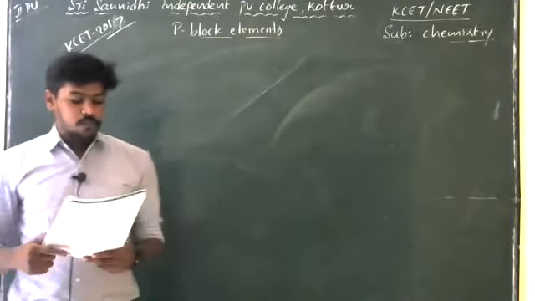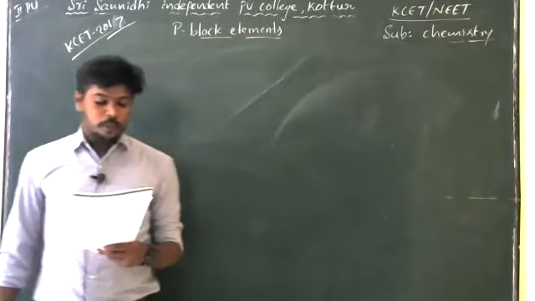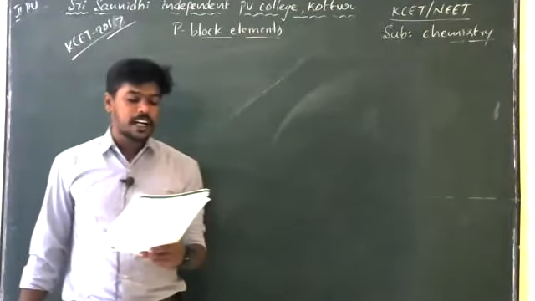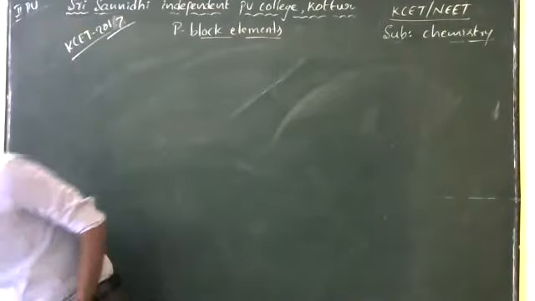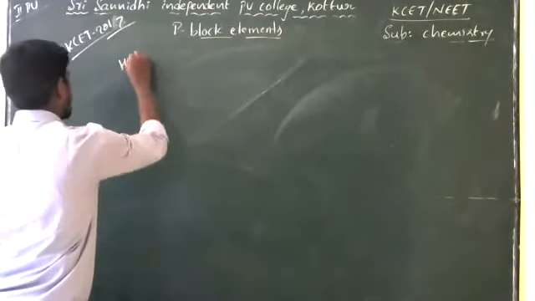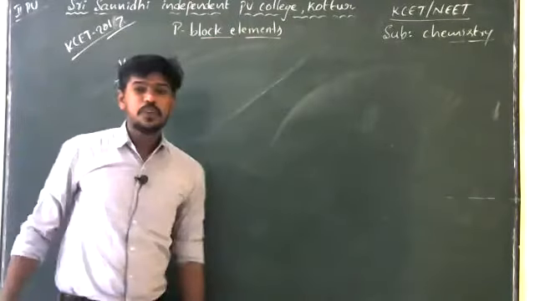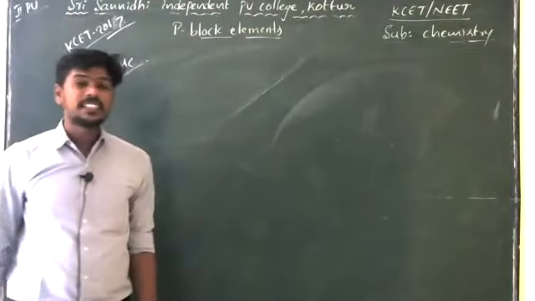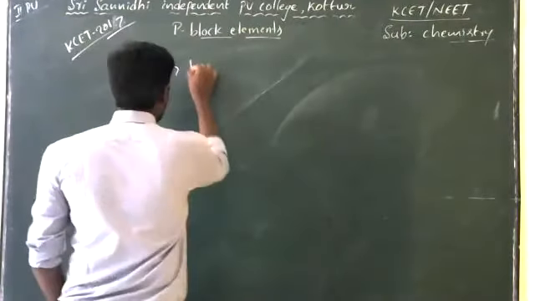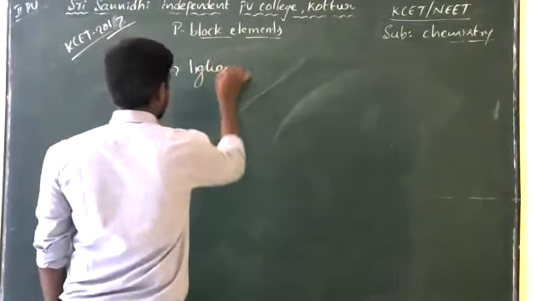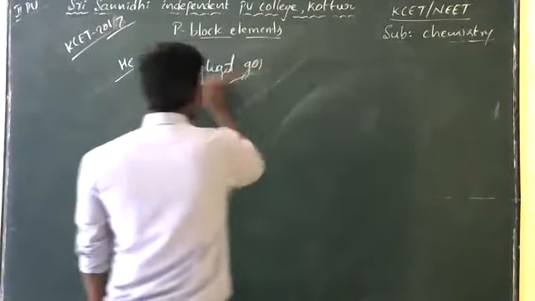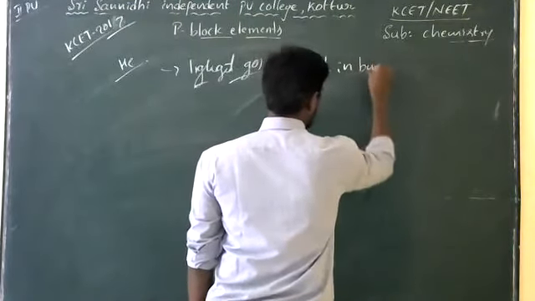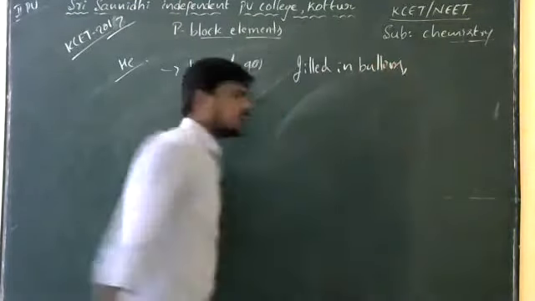Right. Next one, 15. Which one of the following noble gases has the unusual property of diffusing through materials such as rubber, glass, or plastic? So here it is helium. It is the lightest gas, and that's why it is filled in balloons.